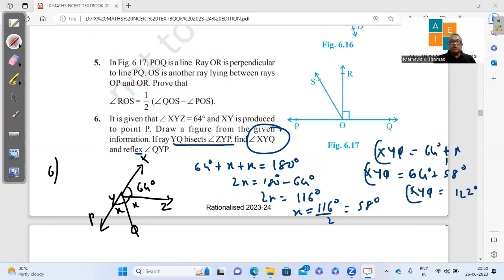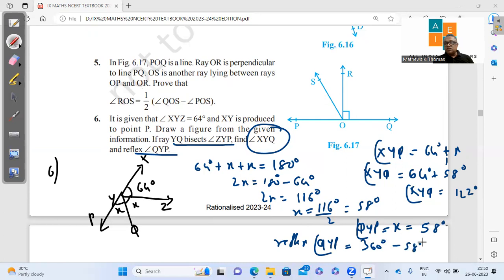Second part, we have to find the reflex of QYP. From the figure, QYP is x, and we have found the value of x as 58. Therefore, the reflex, as I told you, is whatever the angle is subtracted from 360. So 360 minus 58 is going to give us 302. So this will be the answer to number 6.